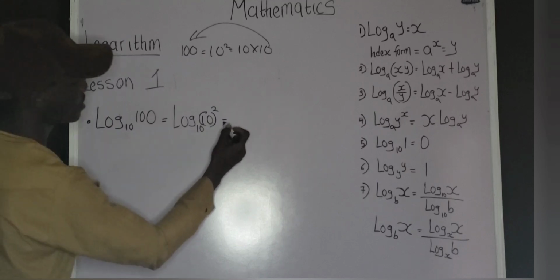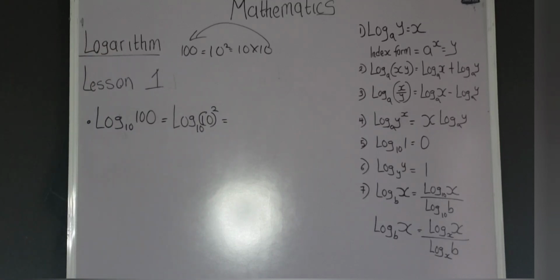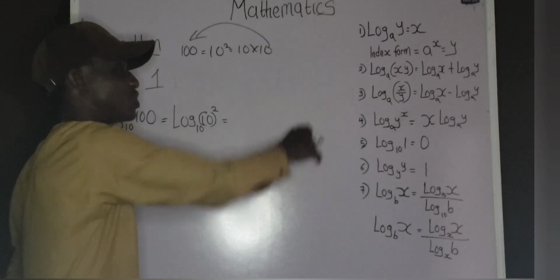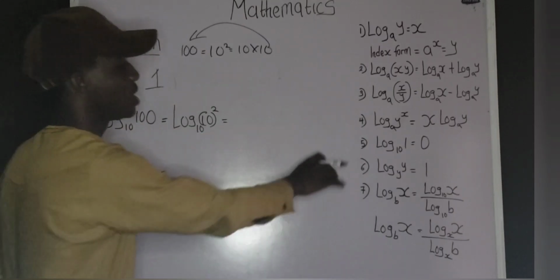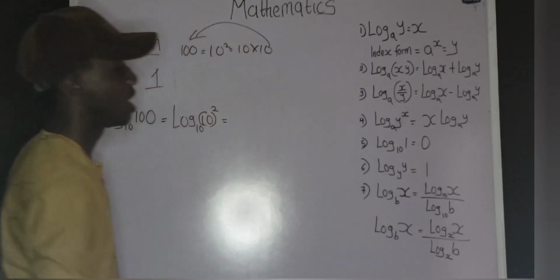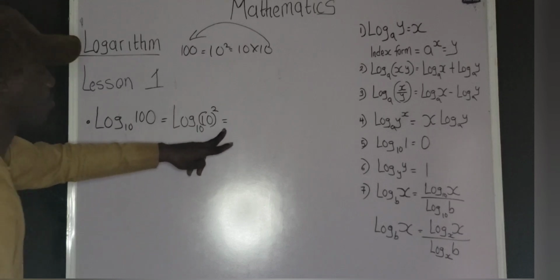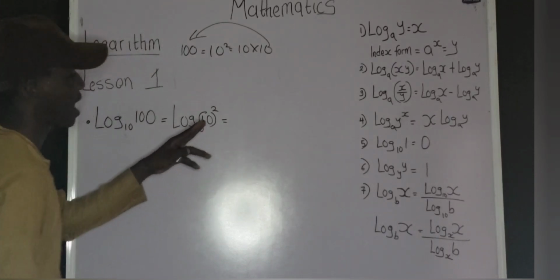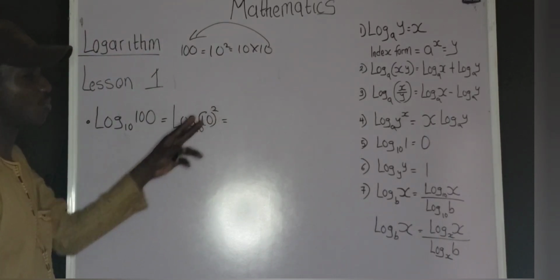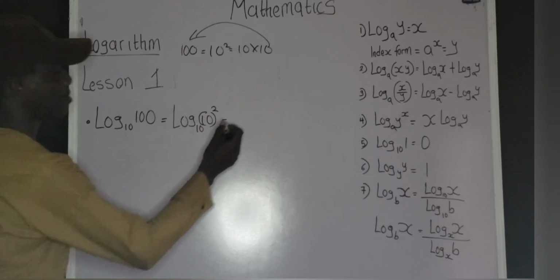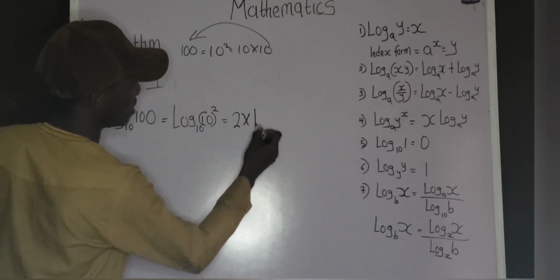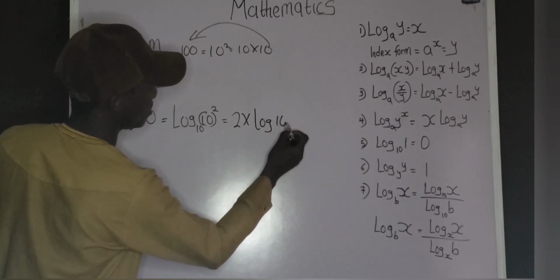Now, we have gotten to this point. Which rule are we going to make use of among these rules? Of course, I'm going to make use of rule 4, because that rule states that the log of a number raised to a power is the product of the power and the log. Do you understand? So I'm going to make use of rule 4 because I'm having log of 10 raised to the power of 2 base 10. So for this, I'm going to have 2 multiplied by log 10 base 10.